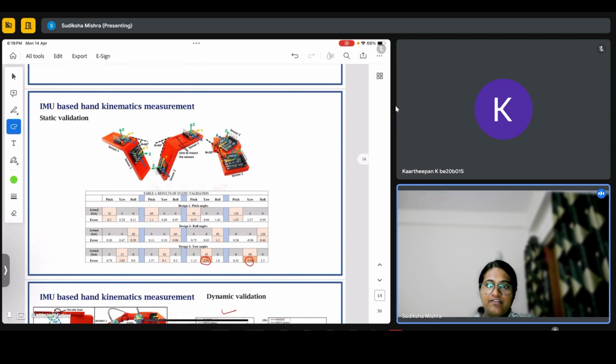But first they did the static validation, where they designed objects with known angles, then placed the sensors on top of them, and measured the pitch, yaw, roll of all of these configurations. In most cases, the known values were reported by the machine. In certain cases, there were errors, but more or less the system was robust.